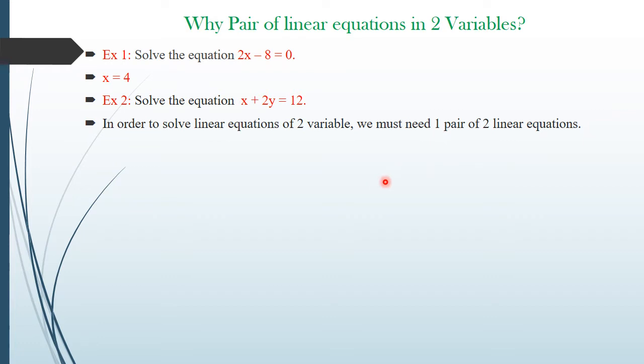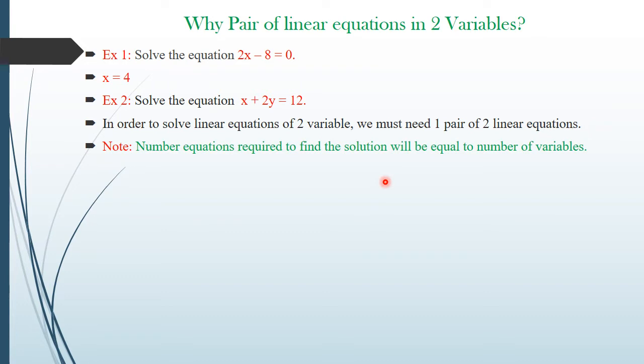What is the reason for that? This one fact you must remember every time you are solving any equation: the number of equations required to find the solution will be equal to the number of variables. Means in the first example there is only one variable, so one equation was sufficient to find the value of that variable. In the second example there are two variables, so we need two equations to find the values of these two variables. Now suppose in any equation there are three variables, then we need three equations in order to obtain all the values of those three variables.